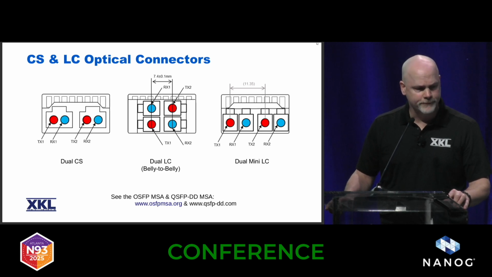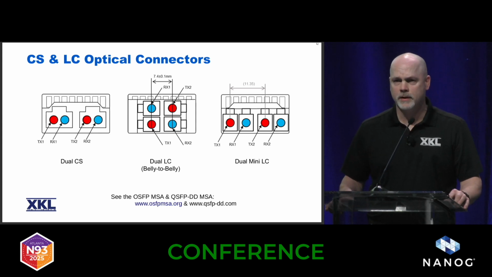Okay, now I'm going to talk briefly about what the physical interface looks like. So you've got your cables, you want to plug stuff in, right? The more common connectors that you're probably used to seeing are the SC and LC. And now to get more density, as you get to 400 gig and 800 gig, you're using multiple ports on the transceiver. This is an example of two fiber pair solutions: dual CS, dual LC, and dual mini LC.